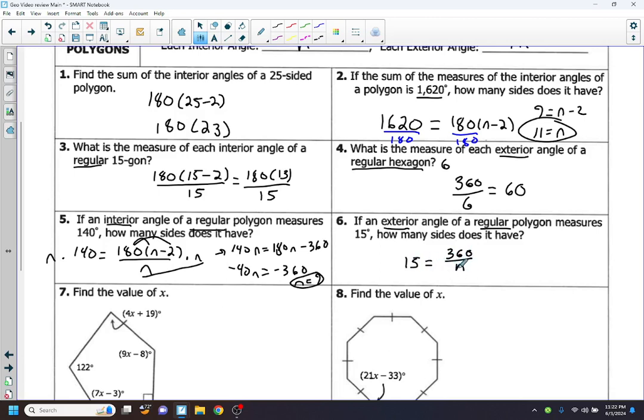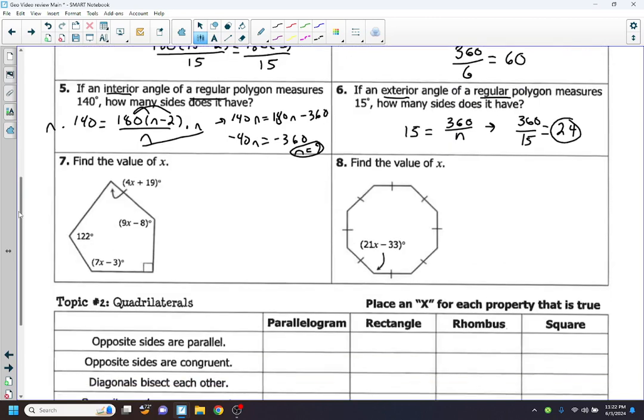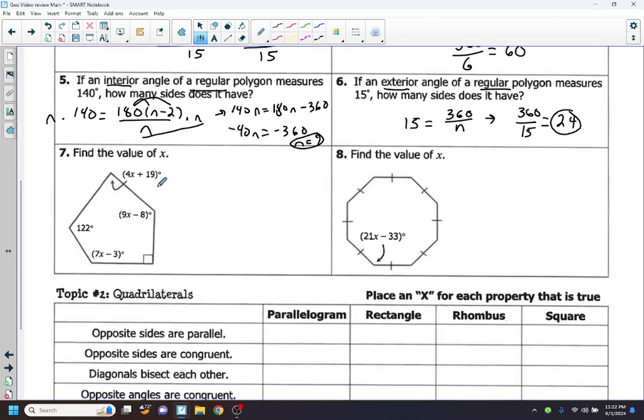Reminder, when you have a variable on the bottom, you could swap it to what it's equal to. If it was a fraction, you could swap it to what's on top. So it's going to be 360 divided by 15, whatever that is, 24 I'm thinking, but check that, I don't know. All right, next one, to find the value of x.